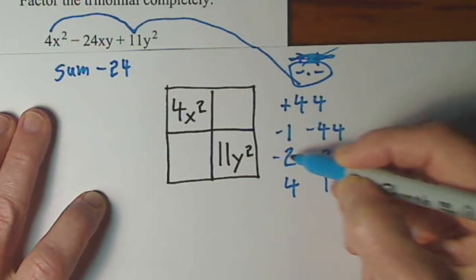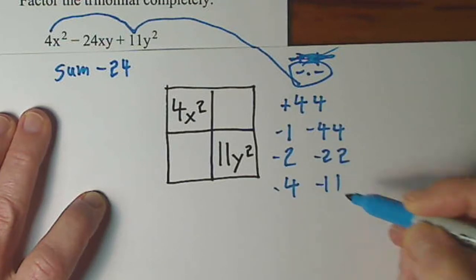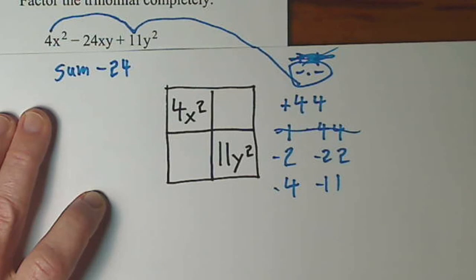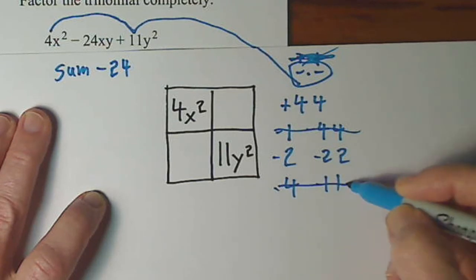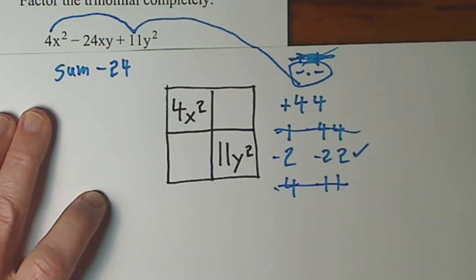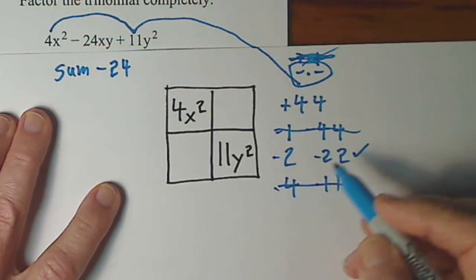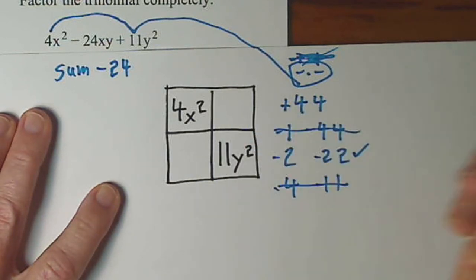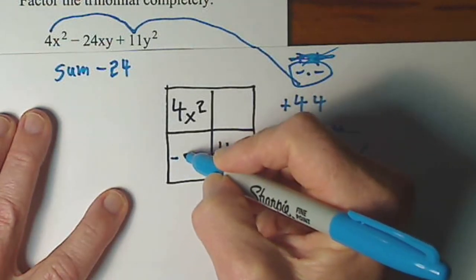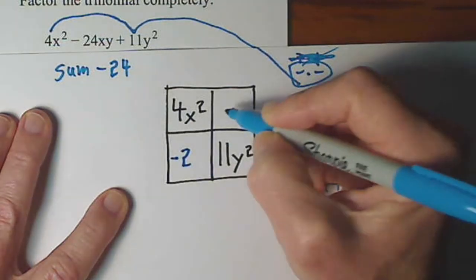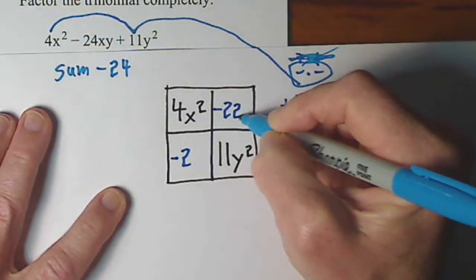That's to say all of these are negative. This won't give me a negative 44. This won't, but this certainly will. And for negative 2, negative 22, it doesn't matter which box I put them in. So here's my negative 2 and my negative 22.